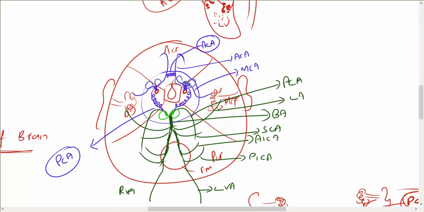And if this aneurysm gets ruptured, and remember, this aneurysm is most commonly seen in the anterior circulation, 90% of these aneurysms are seen in the anterior circulation. If they get ruptured, they produce massive bleeding in which space? Subarachnoid space, because this whole thing is happening in the subarachnoid space. So this is the communication between the anterior and the posterior circulation.